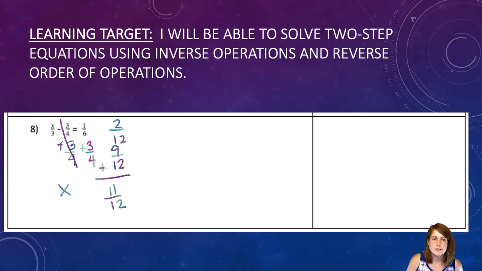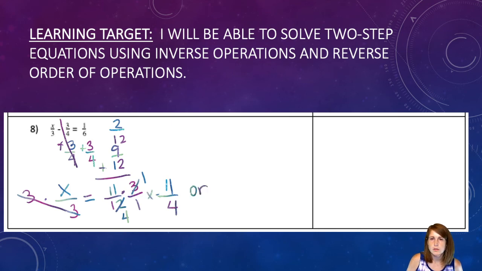So now I have x divided by 3 equals 11/12. The way that I'm going to undo dividing by 3 is to multiply by 3. So I'm going to multiply it on the right side by 3/1. I can reduce the 12 and the 3 by dividing them both by 3. And then I get 11 times 1, which is 11, and 4 times 1, which is 4. X equals 11/4, or 2 and 3/4.